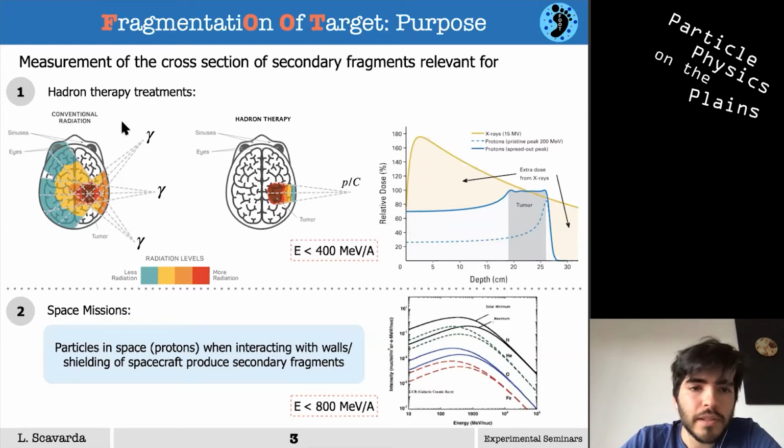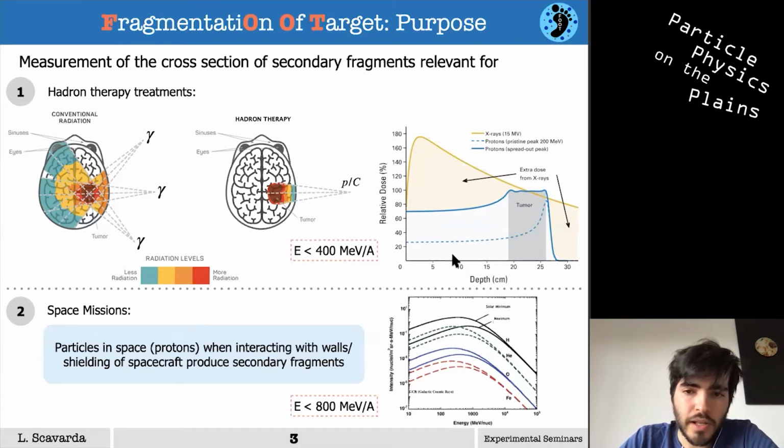The hadron therapy is a kind of radiotherapy, like with conventional radiation, but with the hadron therapy we use protons or carbon ions, so hadrons. And this approach has a lot of advantages, and the main one is the profile of the energy released inside the patient.